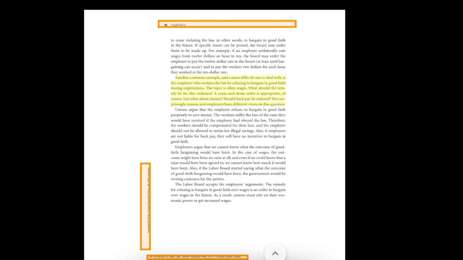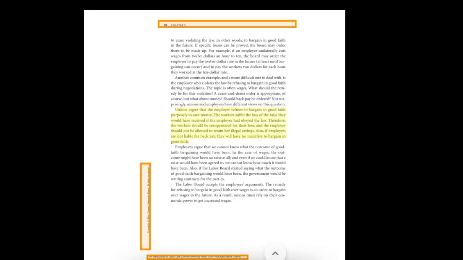A cease and desist order is appropriate, of course, but what about money? Should back pay be ordered? Not surprisingly, unions and employers have different views on this question. Unions argue that the employer refuses to bargain in good faith purposely to save money. The workers suffer the loss of the raise they would have received if the employer had obeyed the law. Therefore, the workers should be compensated for their loss, and the employer should not be allowed to retain her illegal savings.